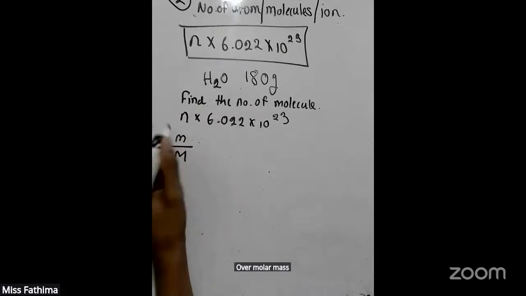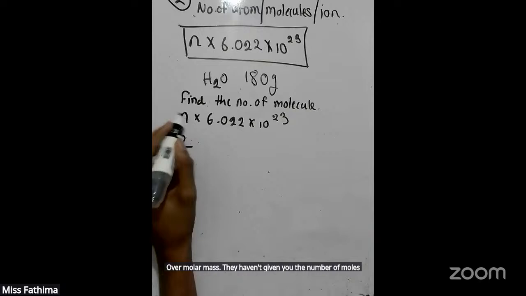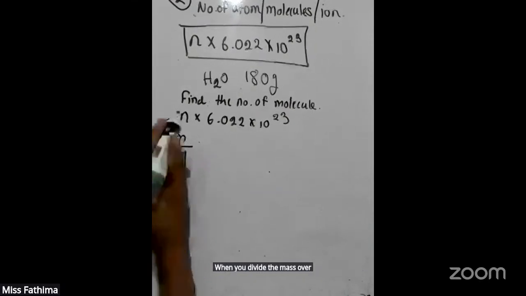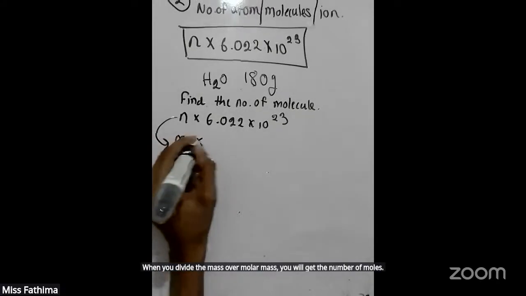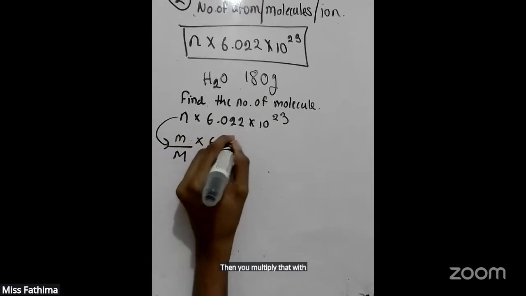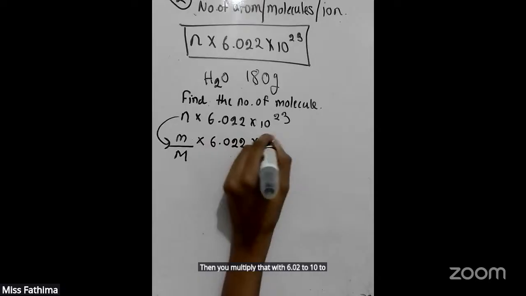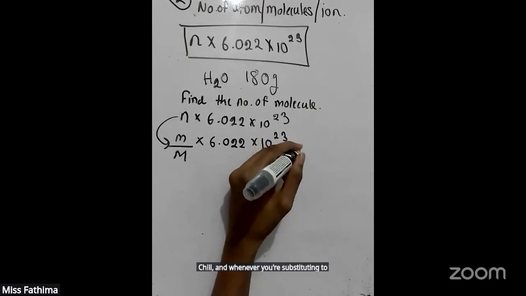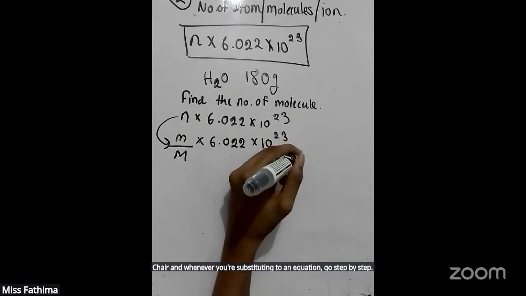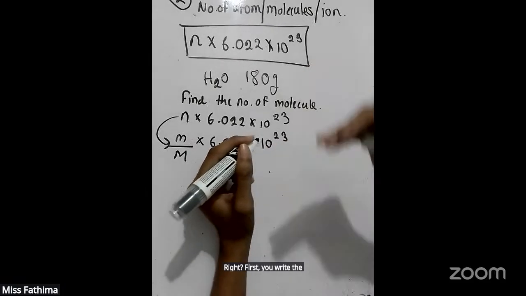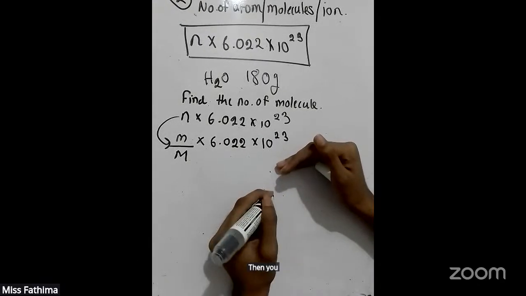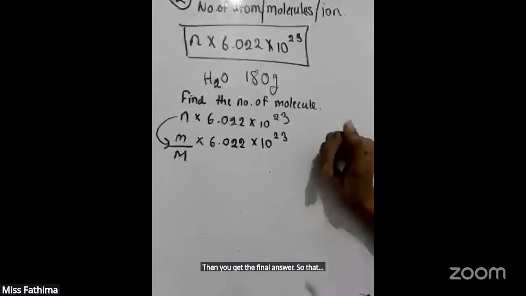If they haven't given you the number of moles, then you have to find it. How do you find it? When you divide the mass over molar mass, you will get the number of moles. Then you multiply that with 6.022 times 10 to the power 23. Children, whenever you are substituting into an equation, go step by step. First, you write the equation. Then you substitute each and every value. Then you get the final answer. So that is where you will get the complete marks.